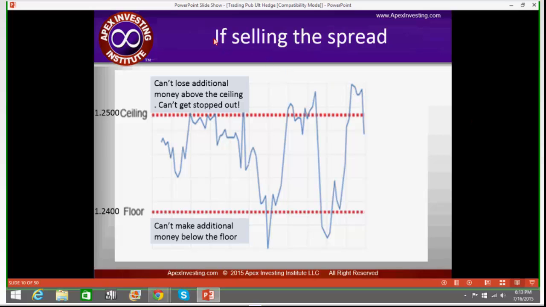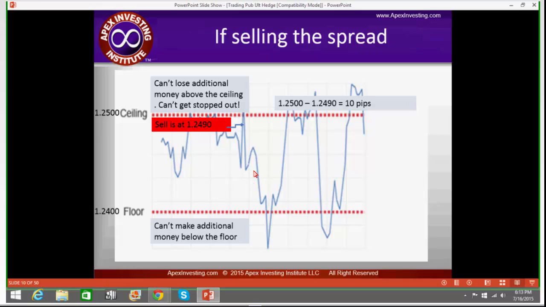So, for example, if you're selling a spread, if you're going short, thinking the market's going to go down, you cannot lose money above the ceiling. You're capped. You're capped risk and you're capped reward. So if you're going short and the market pops up and goes past the ceiling of 1.2500, you don't lose any money past that ceiling. You also can't make additional money past the floor. If you go short and you're correct, the market goes down all the way to the floor, you make money all the way down to the floor, but if it keeps going in your direction, you don't keep making money below the floor.